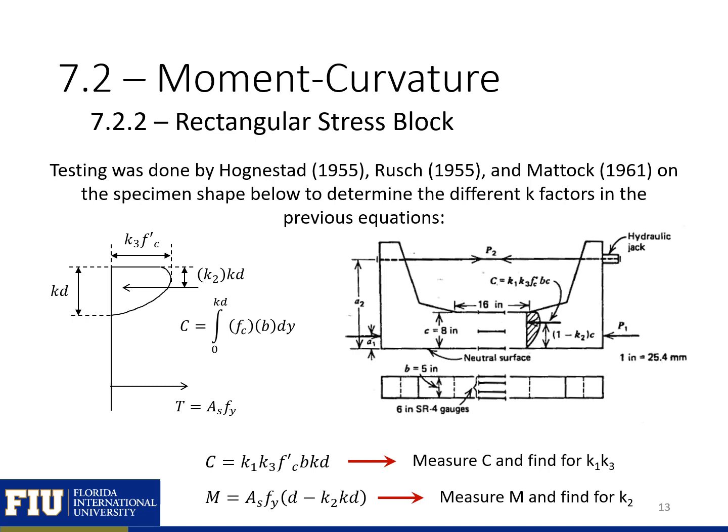Testing was done by Hognestad, Rusch, and Mattock back in the 50s and 60s on the specimen shown here, where we have a tension force being applied and the shape of the compression block being observed. And they used this test setup to determine the different K factors in the equations that we saw on the previous slide. So they used the compression force to calibrate K1 times K3, and they measured the moment to find and calibrate K2. So this is how the different K factors were developed for the rectangular stress block approximation.